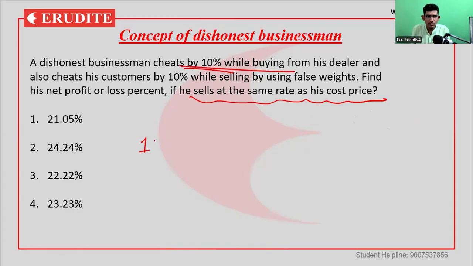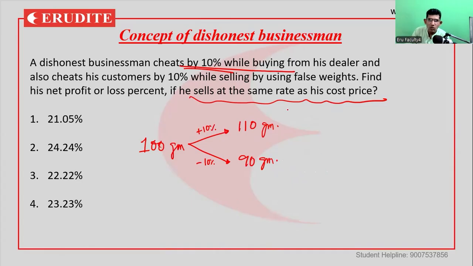So let's take a simple example. When he goes to buy 100 grams, he will actually take 10% extra. It means he will purchase 110 grams for the price of 100 grams. And while selling, he will give you 10% less, which means he will give you only 90 grams instead of 100 grams. That's what he does. So he is cheating by 10%. While buying, he is taking 10% extra. While selling, he is giving you 10% less.